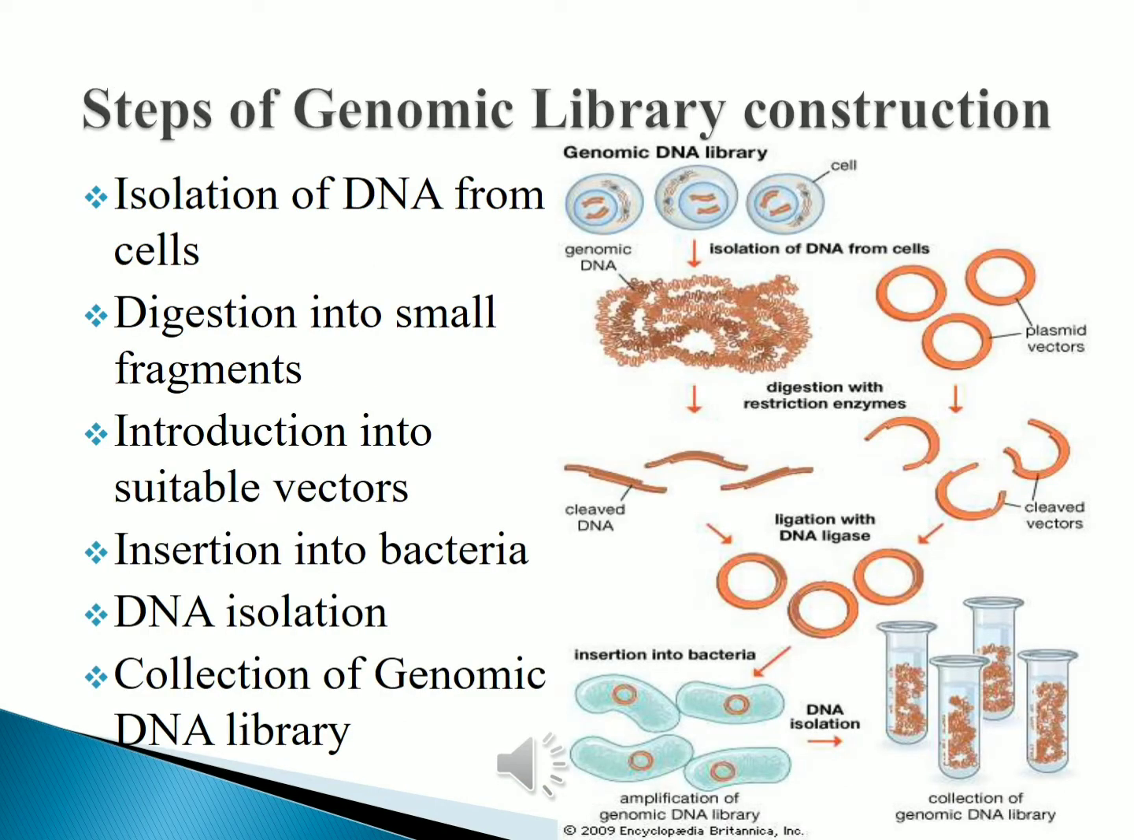Now, in order to construct the genomic library, these are the steps required. First, DNA of interest is isolated from the cell. It will be digested into small fragments with restriction endonuclease enzyme. The vector DNA will then be selected depending on the size of the genome. It will be treated with the same restriction enzyme and then DNA ligase is used to ligate DNA fragments with vector. The resulting molecules produced are known as recombinant.